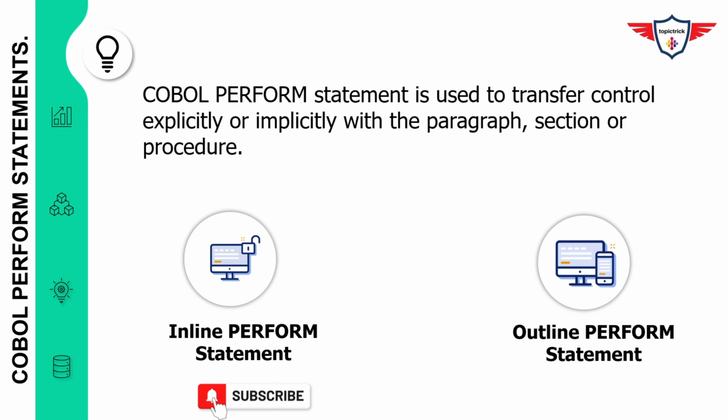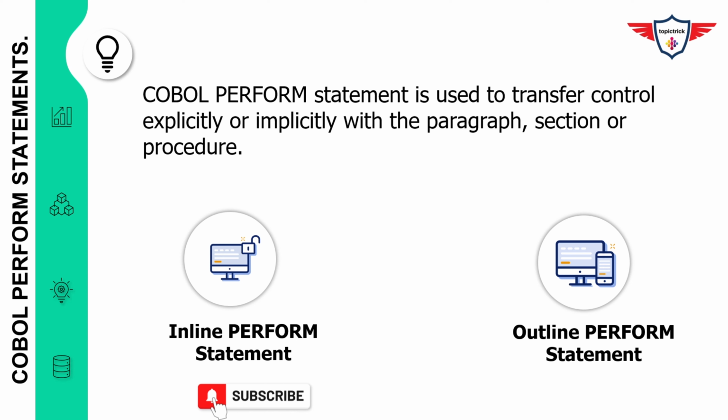The major difference between inline and outline perform statements is that the inline perform statement mainly executes the piece of logic or set of statements between perform and end perform. An example of inline perform is the perform until statement. However, the outline perform statement is mainly used to perform a set of statements or a piece of logic which is included in a separate paragraph or a section. An example of the outline perform statement is a normal perform where you just use the perform keyword followed by a paragraph name or a section name.